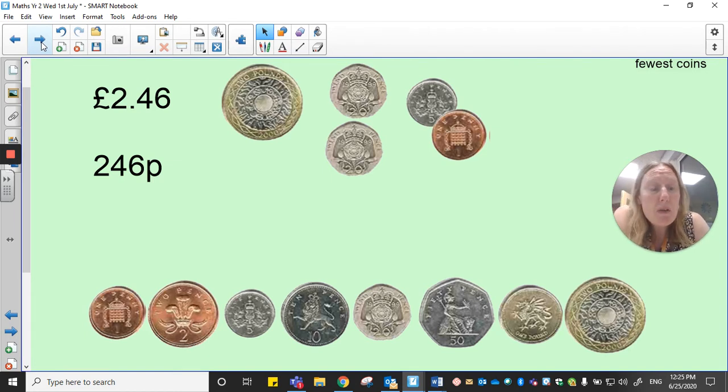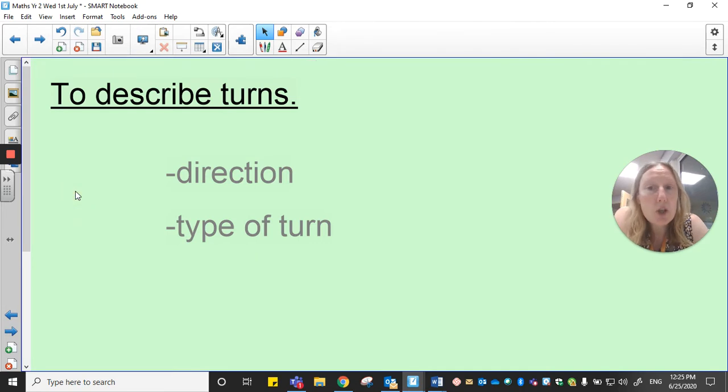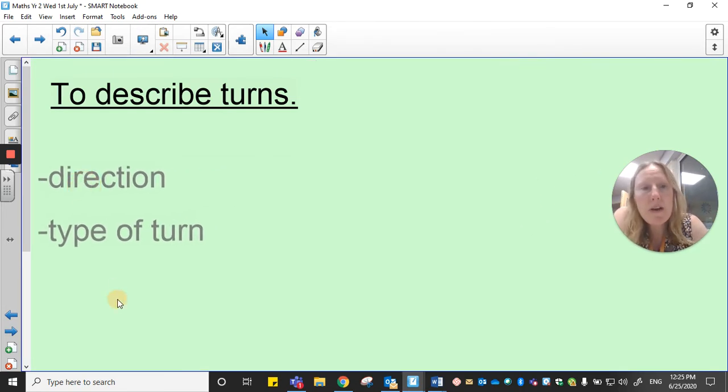So this week so far with Mrs. Sutton, you've been doing some new learning. You have been describing turns, and you've already looked at the fact that there are 2 things you have to describe when you're talking about turns. You've got to describe the direction, and you've got to describe the type of turn, how much you're turning. So we're going to practice that again today and tomorrow, because it is new learning, slightly different things each day. But hopefully we'll get better and more confident using the language and also doing the turns.